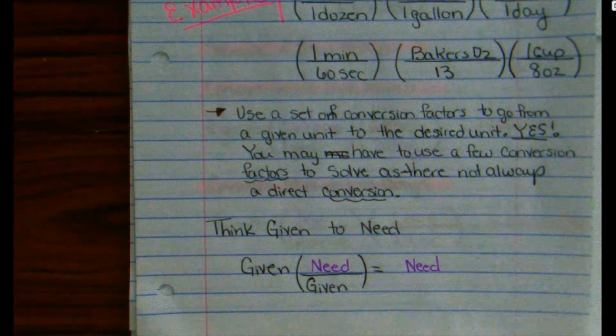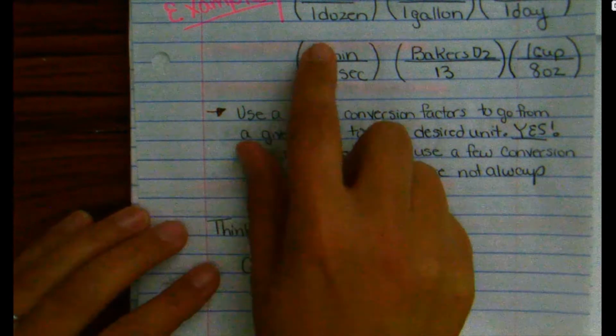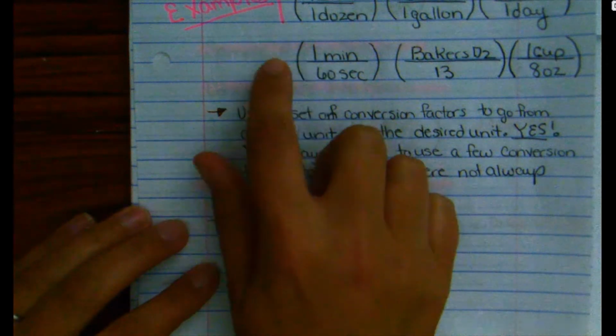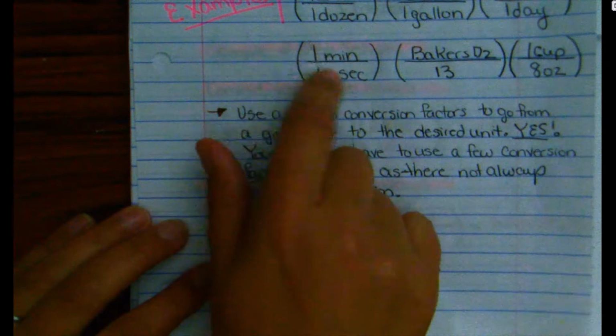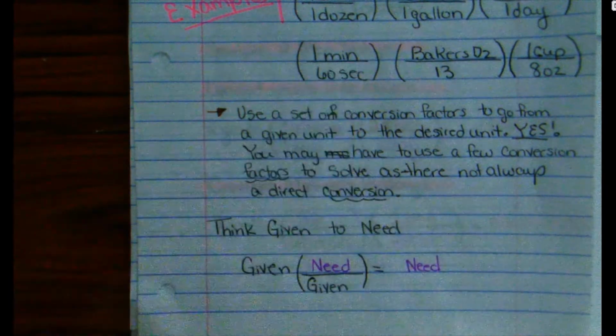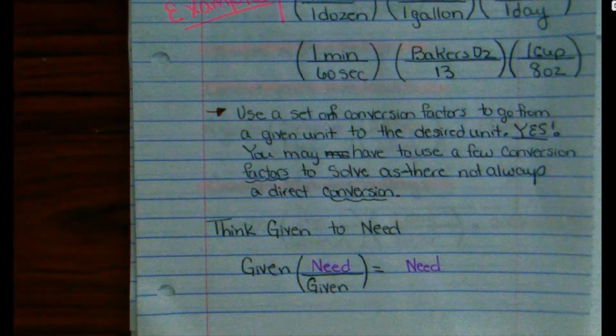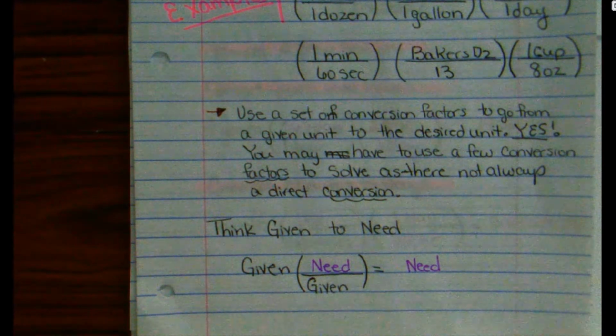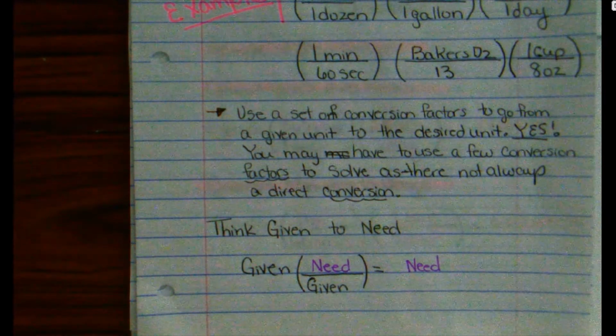So if you're trying to convert 2 minutes, and we're looking at this conversion factor, the 2 goes on the outside, you never change the conversion factor. Now, repeat, you never change the conversion factor.